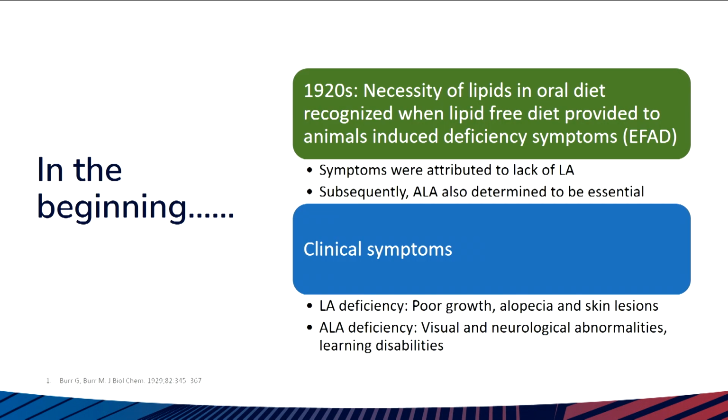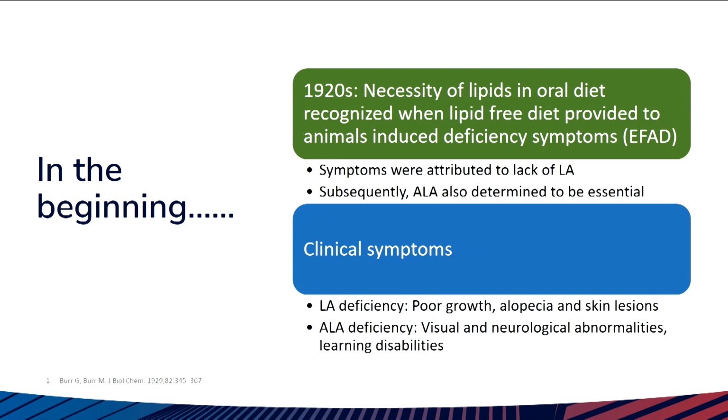So in the beginning, back in the 1920s, it was really realized that lipids in oral diet were necessary. They had to be in there, and they found that out when they introduced lipid-free diets to animals to induce this deficiency, so EFAD, essential fatty acid deficiency. The symptoms were really attributed to the lack of LA, but subsequently after that, it was determined that ALA is also essential. It's not just LA.